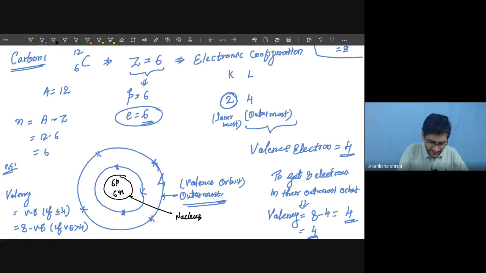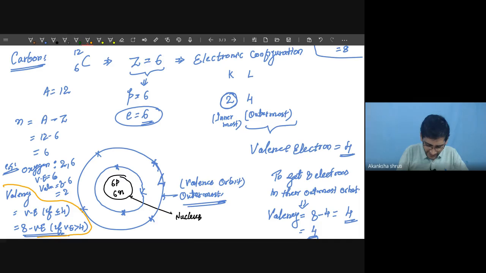For example, if we consider oxygen, in class 9th we have learned the electronic configuration is 2 and 6. In this case, the valence electron is 6, but valency is obtained by 8 minus 6, by applying this second formula. So it is 2. Okay, so this is the important one.